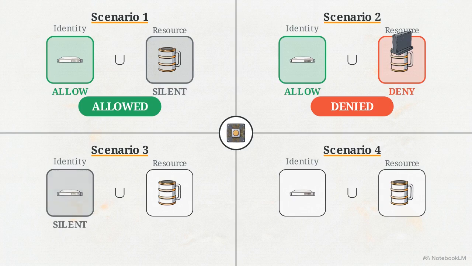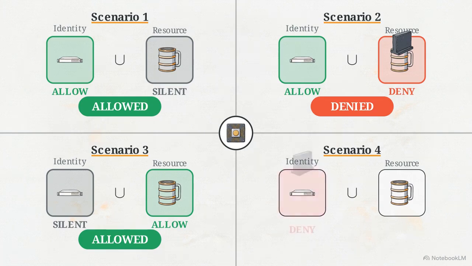The EC2 identity policy grants 0 S3 access, rendering it silent. However, the S3 bucket policy explicitly allows read and write actions for that EC2 role. The transaction is allowed. Even without identity-based permissions, the cross-policy allow from the resource is valid because there is no competing deny to override it.